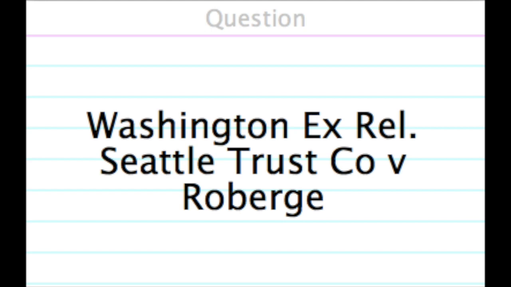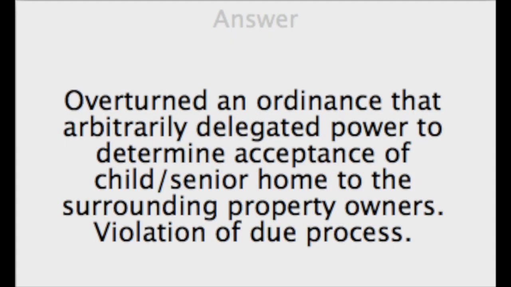1928 was Washington ex rel. Seattle Trust Company versus Roberg. This is where a trust company that owned and maintained a philanthropic home for old people in a residential district sought to replace the structure with a larger one for the same purposes. This was denied a permit under the zoning ordinance, stating that written consent shall be obtained from owners of 2/3 of the property within 400 feet of the proposed building. The court found that the condition requiring consent of property owners was repugnant to the due process clause of the 14th Amendment. The condition being void, the trustee was entitled to a permit.